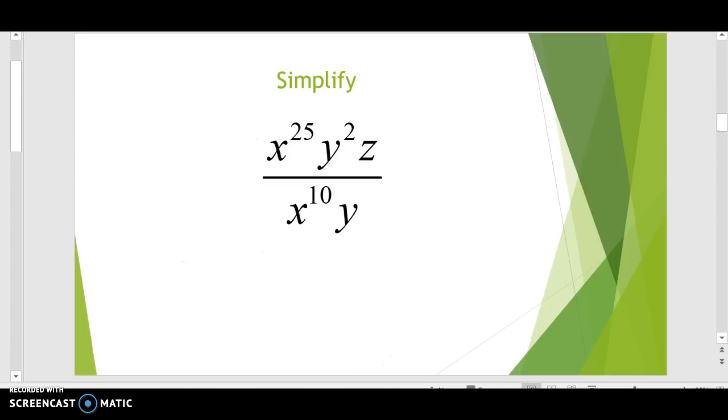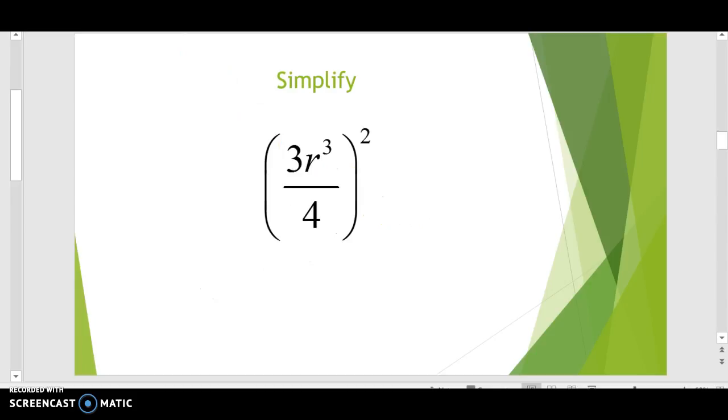Here, quotient property. I look, I have 25 x's on top, 10 on bottom. Cancel all 10 out. I take 10 off the top. How many do I have left? 15. Then 2 y's on top, 1 on bottom, cancel 1 out. How many do I have left? 1 up top. I have no z's to cancel out, so I just leave my z up there, and I am done.